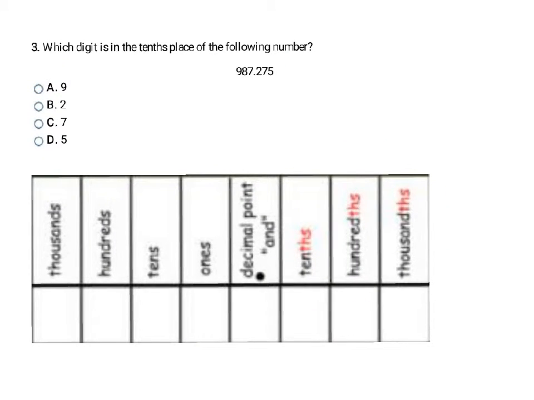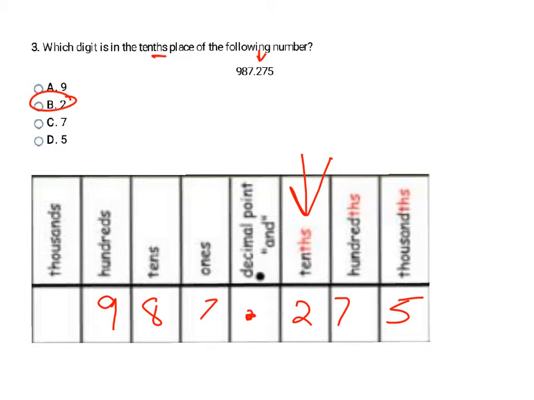Here, it asks what digit is in the tenths place value of the following number. Notice the TH, so you don't confuse it with tens. Well, the tenths place is going to be the number directly to the right of the decimal, which is 2, but you can use your chart to check it. Starting with the decimal and working to the right and then working to the left so that the numbers end up in the right columns. And that confirms that 2 is in the tenths place value, so B is going to be your final answer.